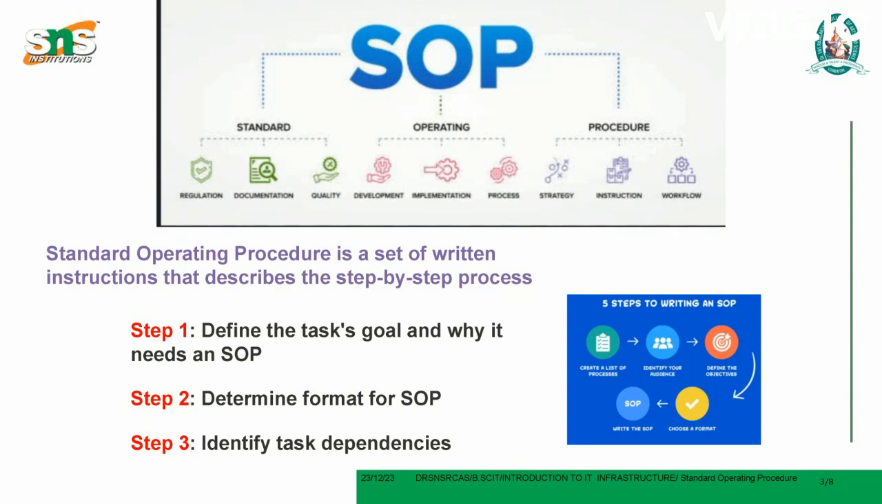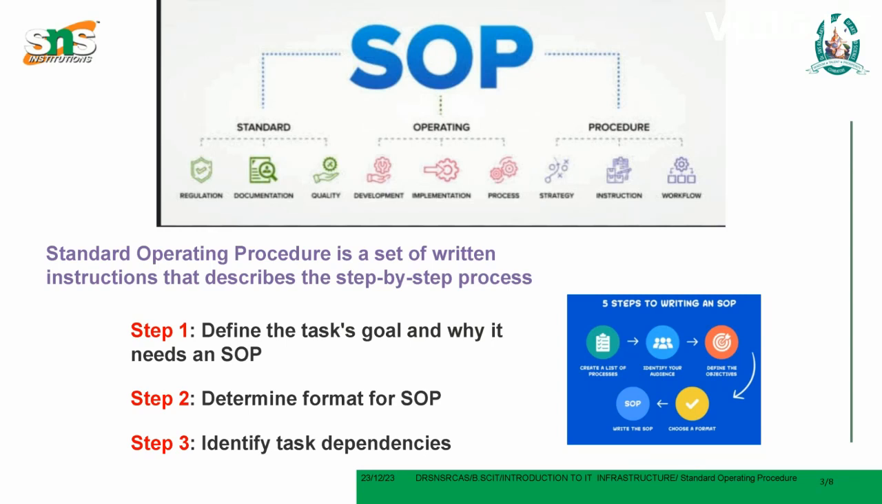As you all know, standard means regulation, documentation, and quality. Operating stands for development, then implementation and process. Procedure stands for strategy, then instructions and workflows. So this is how it is. This is the abbreviation of SOP and the steps which are performed under each standard operating procedure.